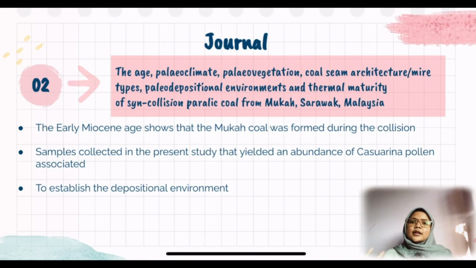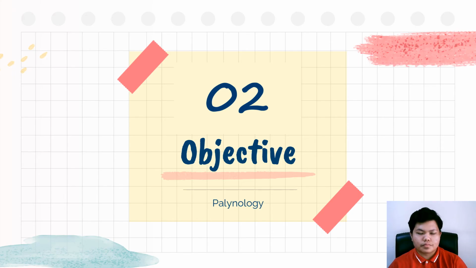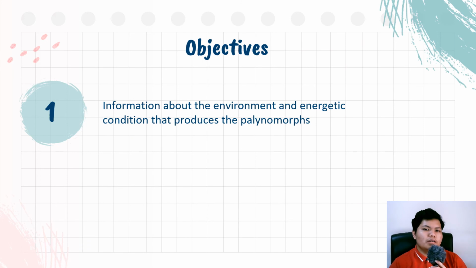To evaluate the depositional environment of these early Miocene coals, samples of coal that yield an abundance of Casuarina pollens are collected, and palynology has been done on these samples. Next, I will explain the objective of studying palynology. The objective of studying palynology is only one, which is to understand the environment and its energetic condition that produced the palynomorphs.